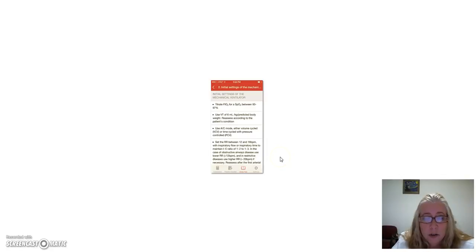Next, I'm sorry this gets a little small. I was having some difficulties with it, but the next thing is we scroll down on that initial settings page. It looks at where you would set different things, using a tidal volume of 6 milliliters per kilogram of predicted body weight, using AC mode, so different modes of ventilation, and where to set the initial respiratory rate. Again, these are guidelines. These are things that they have used in class, and just a reminder to them.